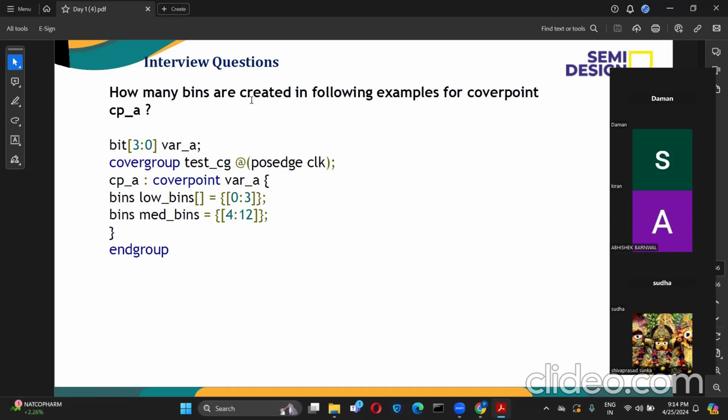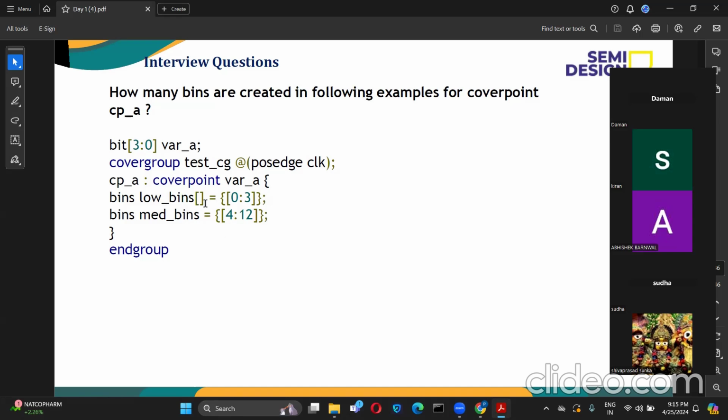Okay. So how many bins are created in the following example for the cover point? Based on yesterday's session, you guys can answer this. Daman, go ahead. I don't think so. We will get bins because here sampling is not happening. Oh, that's a very good catch. Sampling is not happening. Thank you. But just assume that sampling is happening. We are talking about just the cover point.